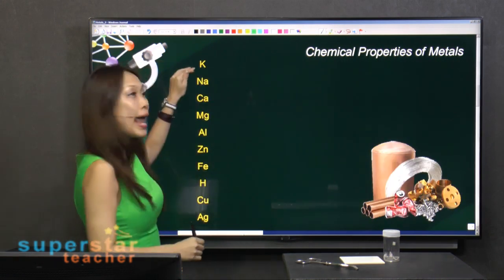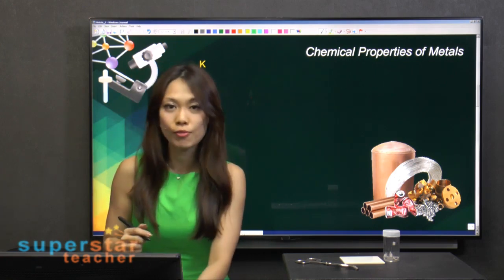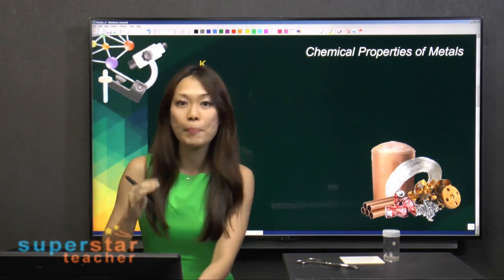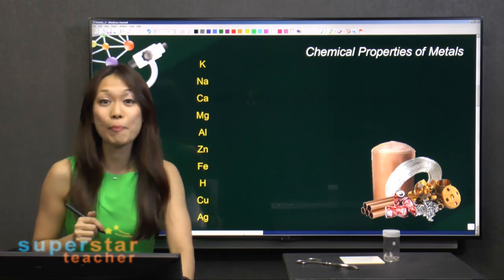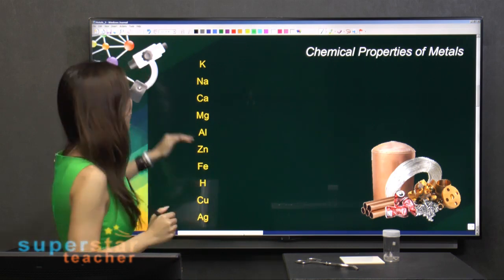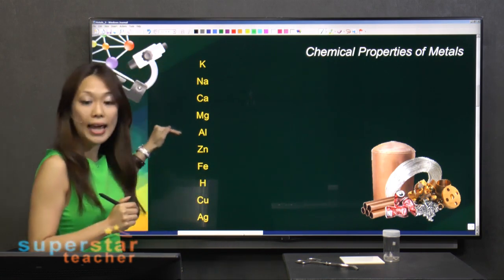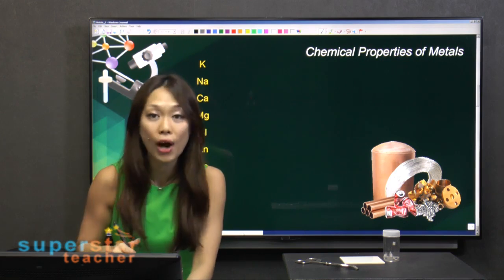Now, it starts with K. So you have your periodic table with you? Take a look at it, and I'm sure right now, at this juncture, you are very familiar. K represents which element? You are right, it represents potassium. Now you have to remember all this in order: K, Na, Ca, Mg, Al, Zn, Fe, H, C, U, and Ag. Wow, it's such a mouthful, right?